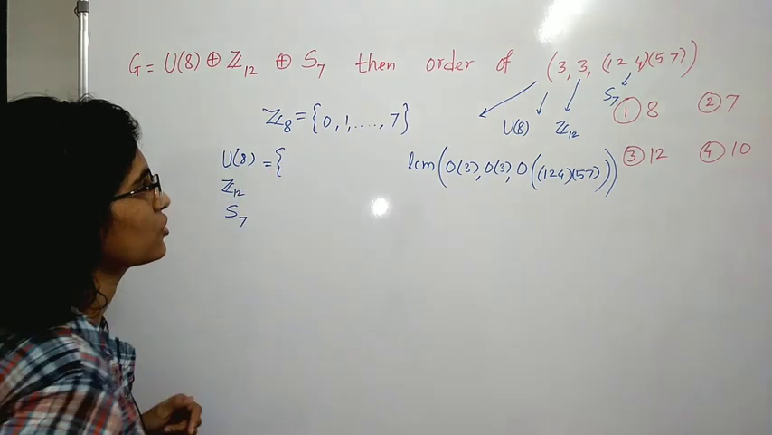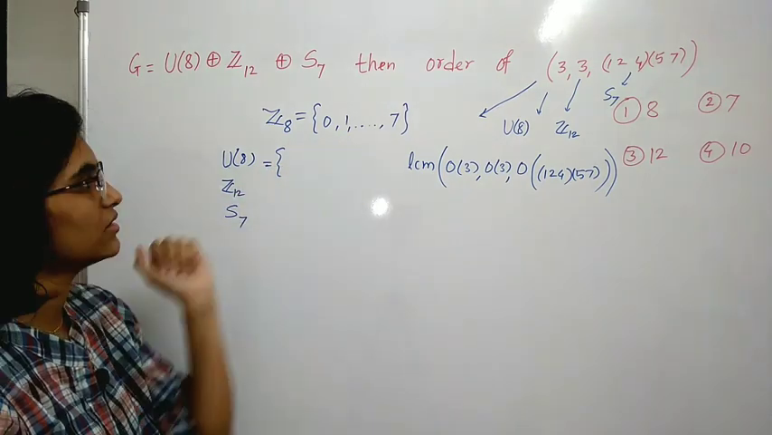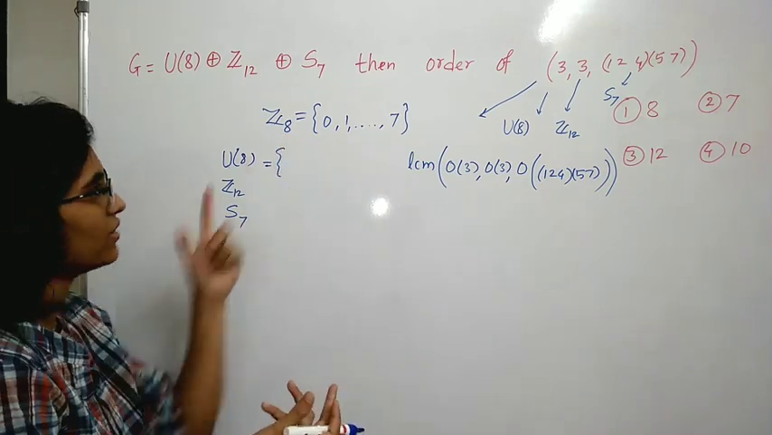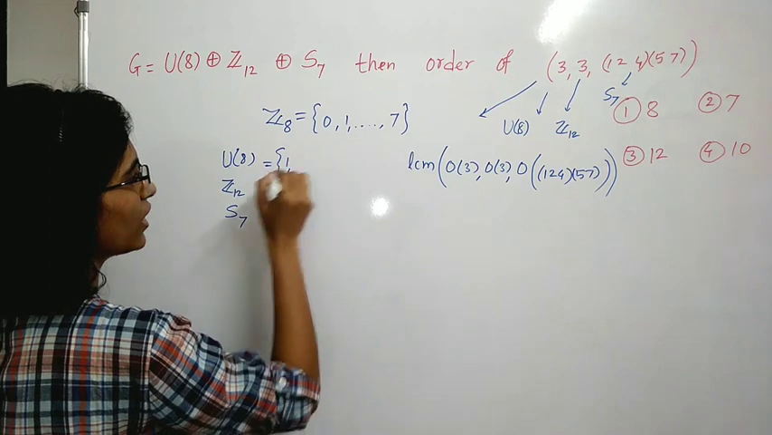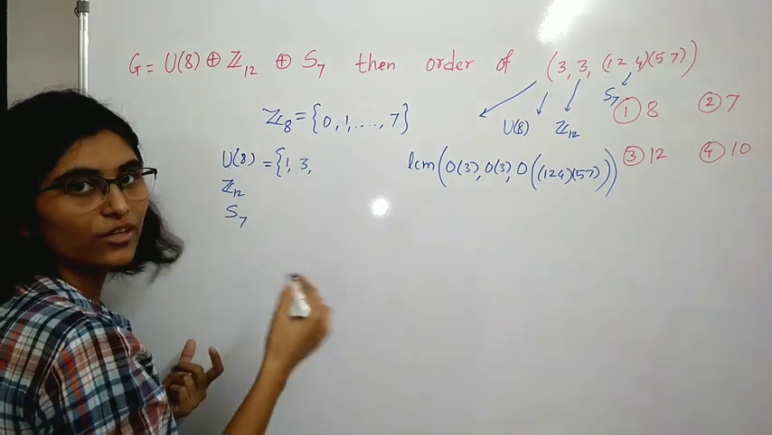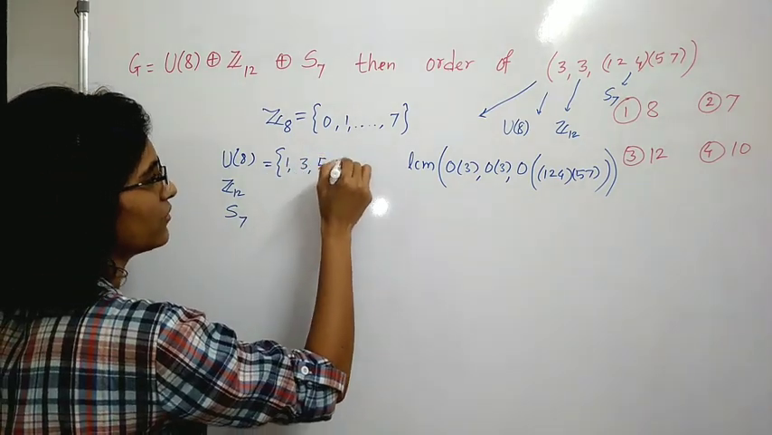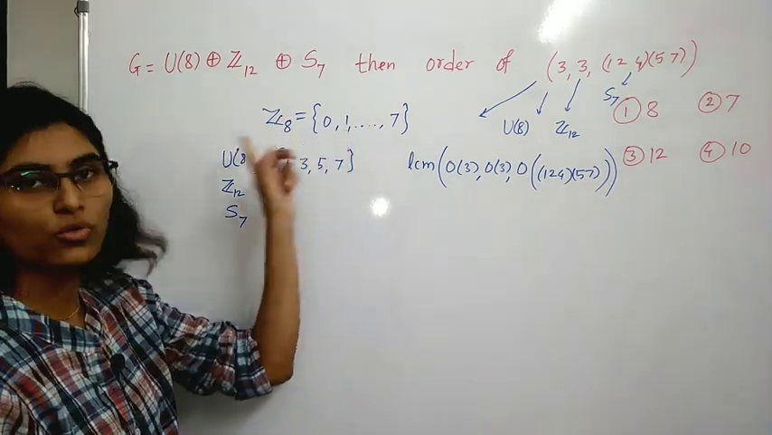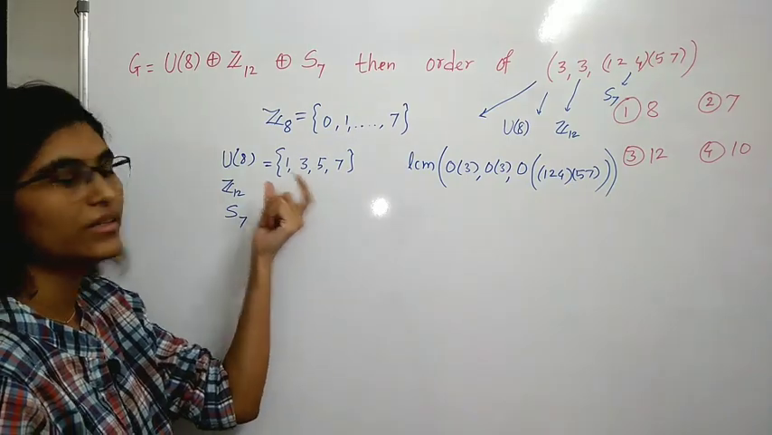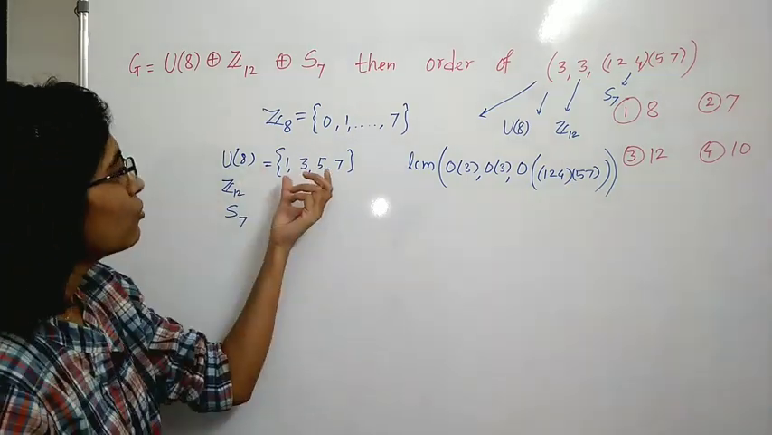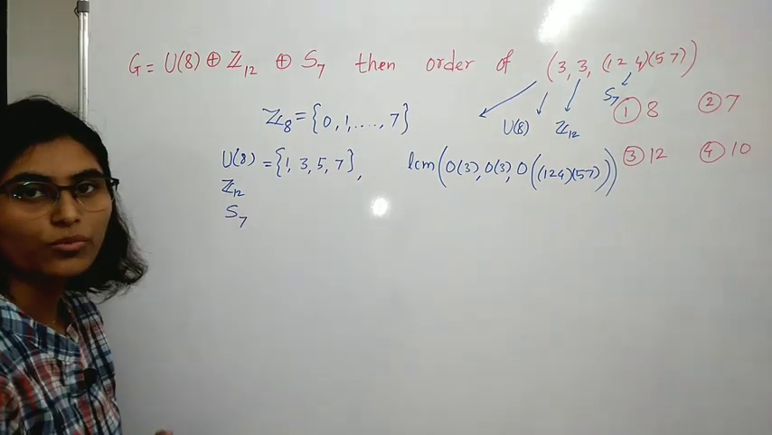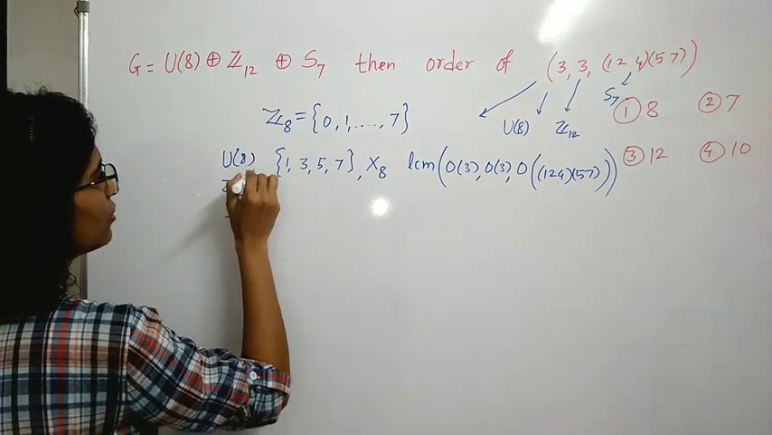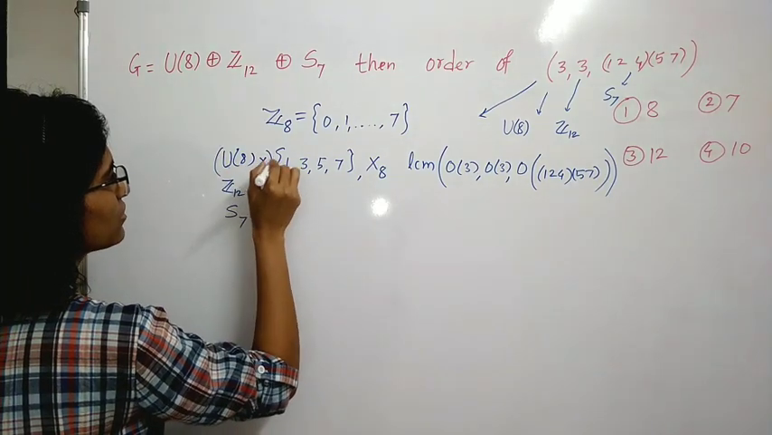So U8 is just equal to, what are the units in Z8? These are just the elements which are relatively prime, or coprime, to 8, right? So what are these elements? 1, then 3, then 5 and then 7, right? These are the only elements in this group which are relatively prime to 8. So U8 is just equal to {1, 3, 5, 7}. Now what is the operation on this group? It is just multiplication modulo 8. So U8 with multiplication modulo 8 is a group.